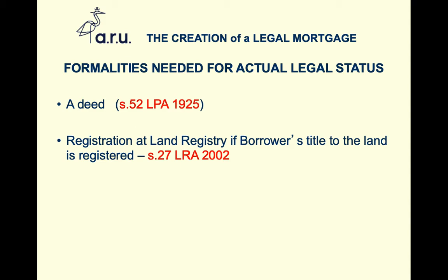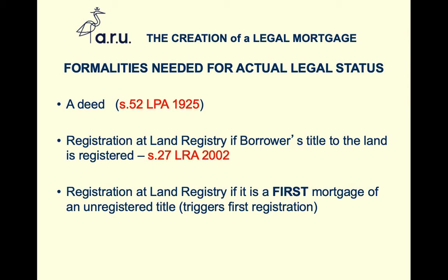So if the borrower's title to the land is registered, then the mortgagee has to register the mortgage as well. If it is the first time that we have a mortgage relating to unregistered land, then it will trigger that land to become registered. We know that it's a trigger for first registration. Again, recognising this significance, if the land has been sold, that will have triggered registration. If the land is unsold and we have a first mortgage on unregistered land, then that will become a trigger for registration.